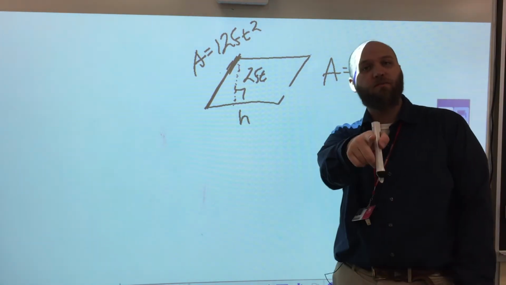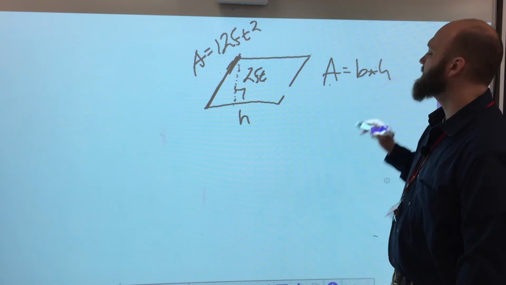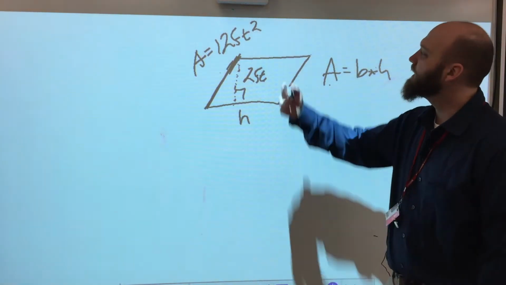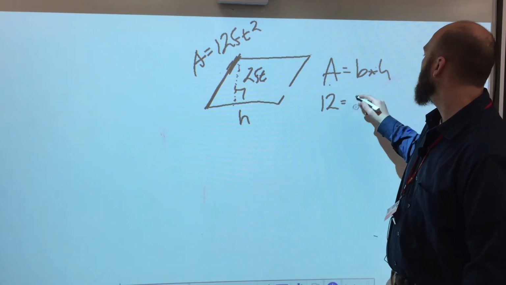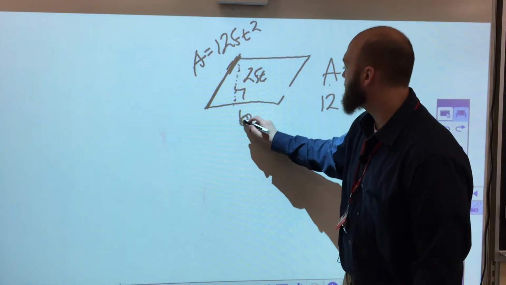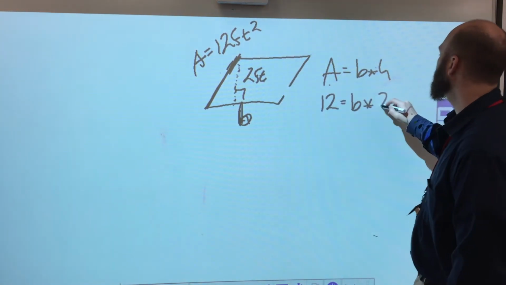Start with the formula. The formula tells me that area equals base times height. I'm going to substitute what I know. Area equals 12 is going to be equal to, well, we'll change this to base, sorry, so that's accurate. Base times my height of 2.